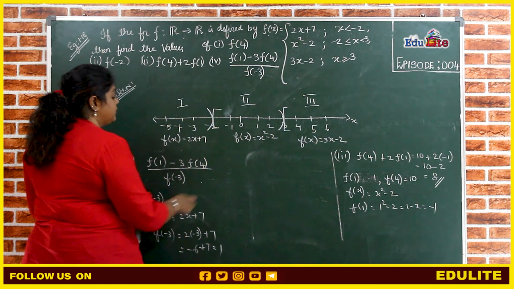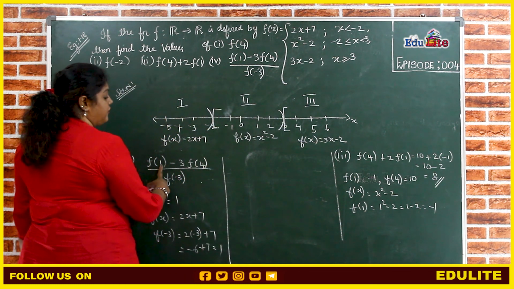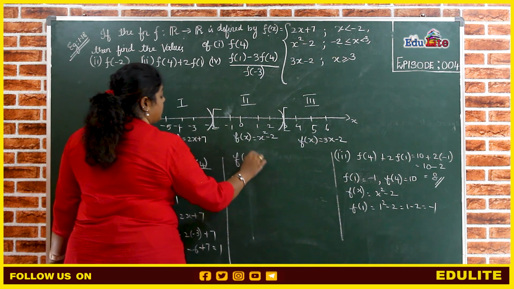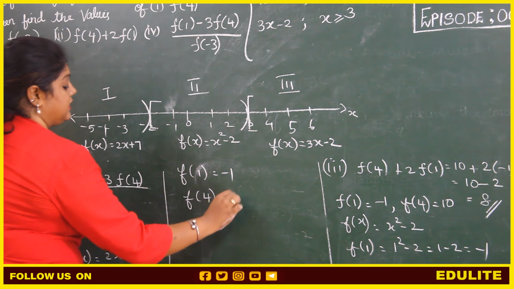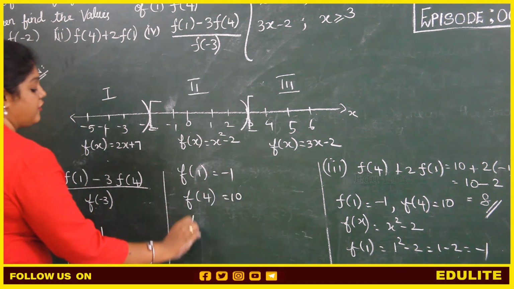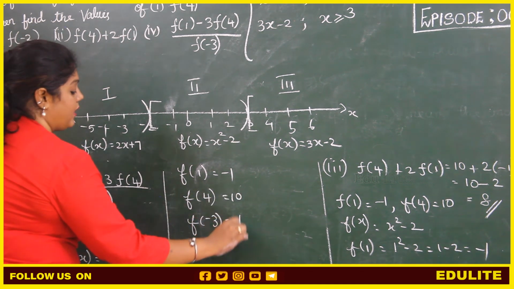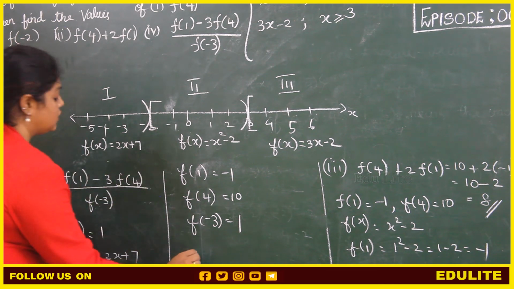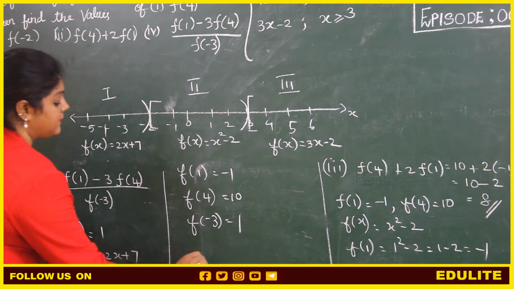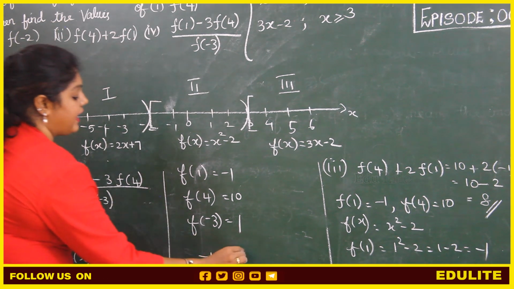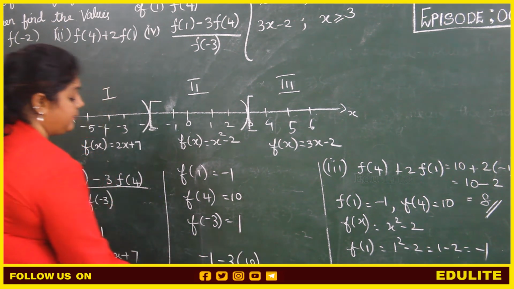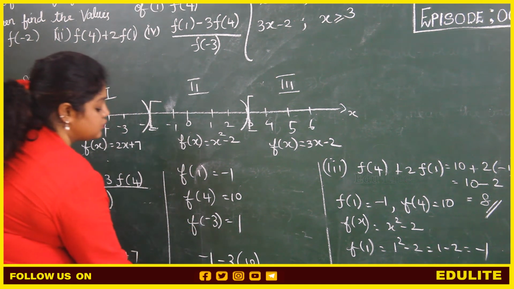Now, I am going to substitute in this. We know the value of f of 1, which is minus 1. We know the value of f of 4, which is 10. And we know the value of f of minus 3, which is 1. Let us substitute in this. So, f of 1 is minus 1, minus 3 into f of 4 value 10, divided by f of minus 3 value 1.